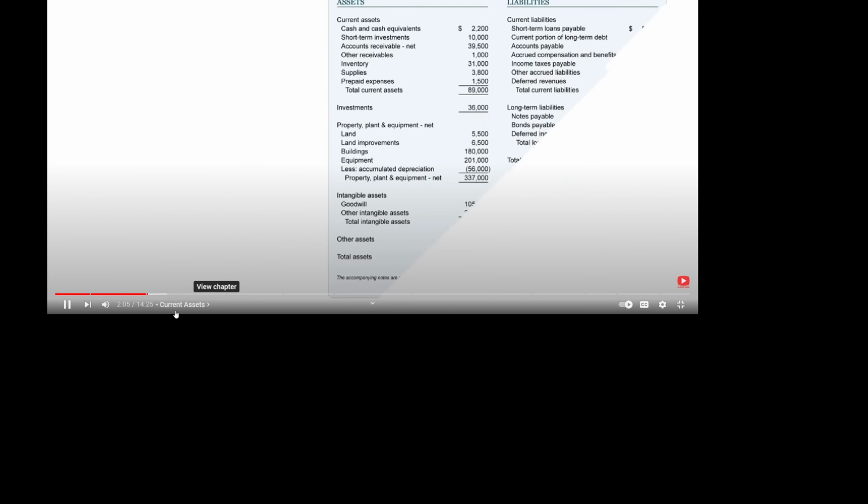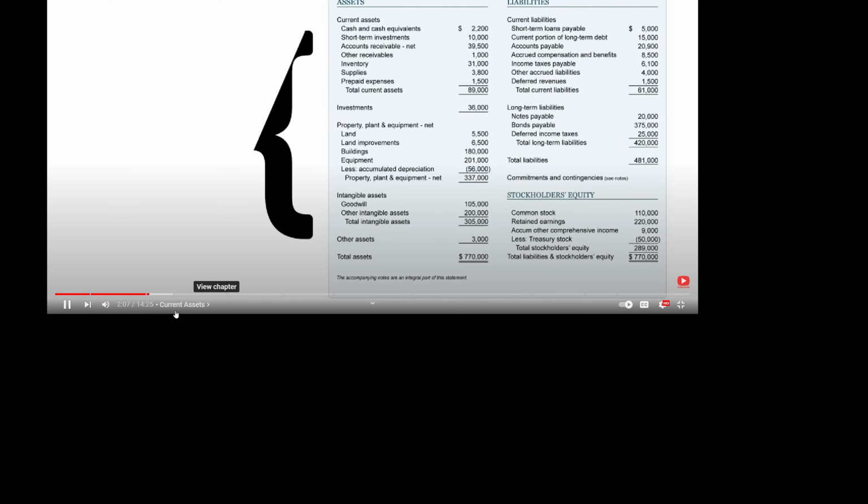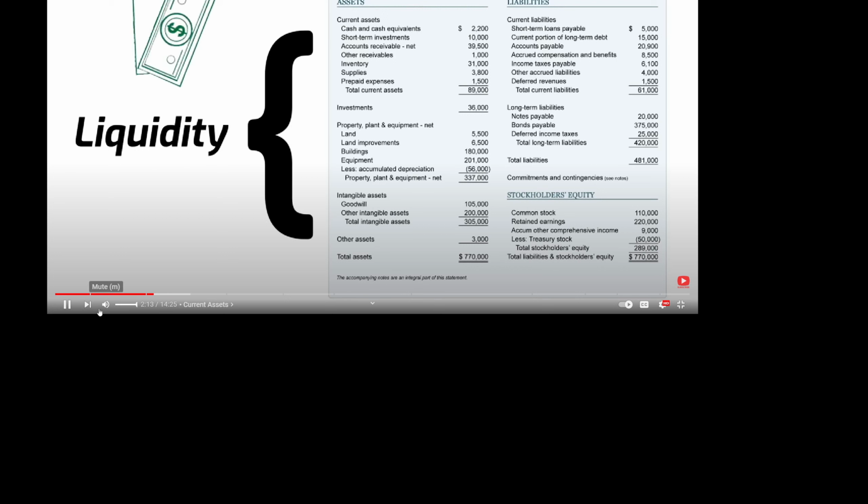It's also interesting to note that assets appear in the order of their liquidity. Liquidity is just a fancy word for how quickly assets can be turned into cash. Cash is the most liquid asset because, well, it's already cash. The most liquid assets are at the top, and the least liquid assets, like property, plant, and equipment, for example, are at the bottom of the asset section.